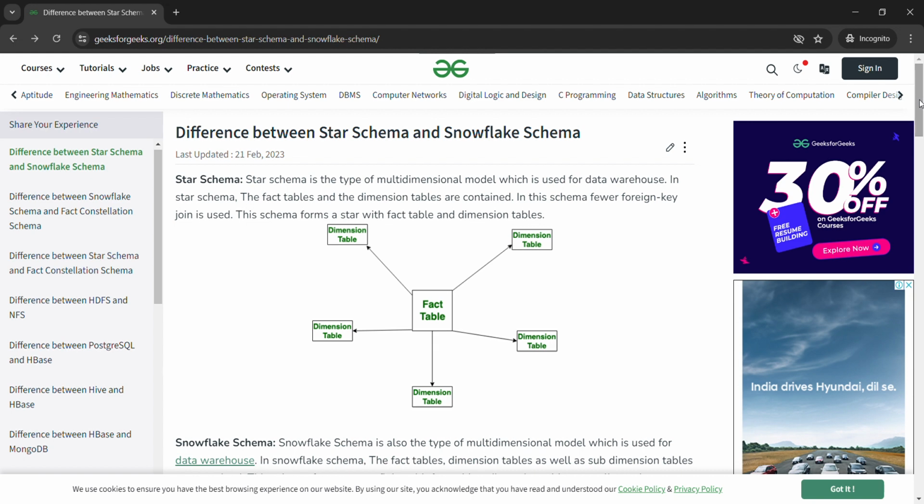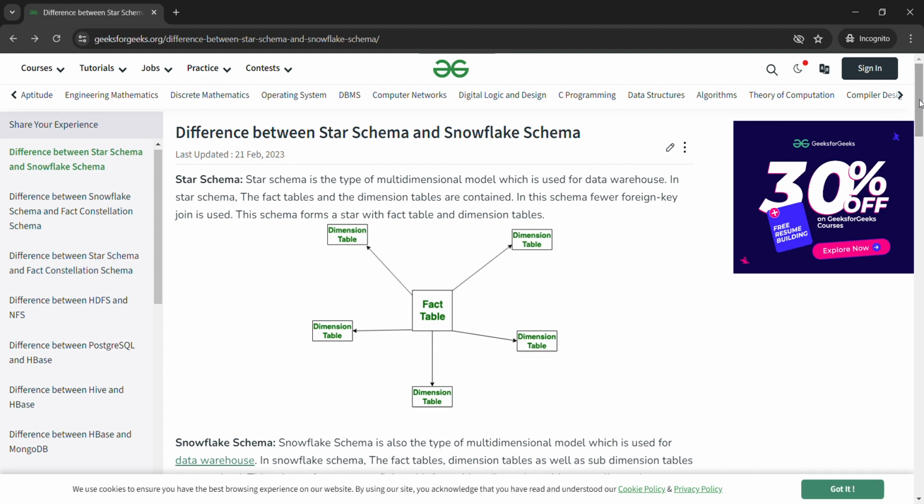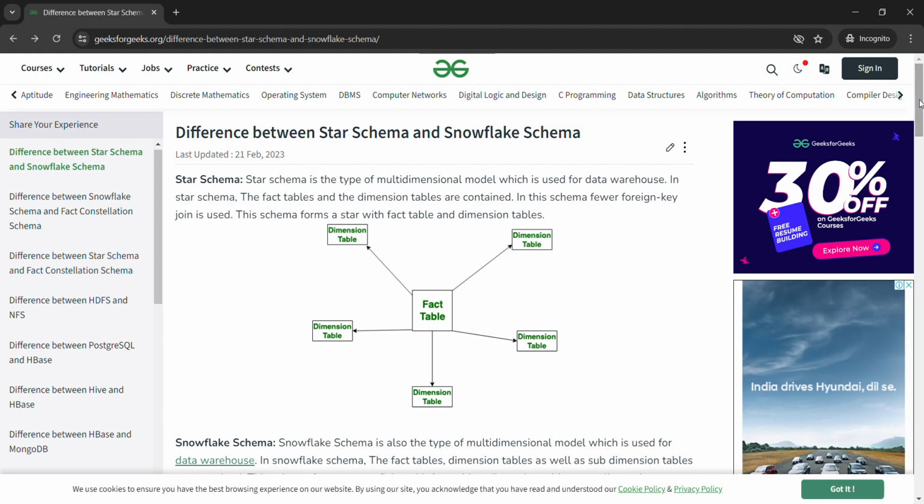In star schema, the fact tables and the dimension tables are contained. In this schema, fewer foreign key joins are used. This schema forms a star with fact table and dimension tables.